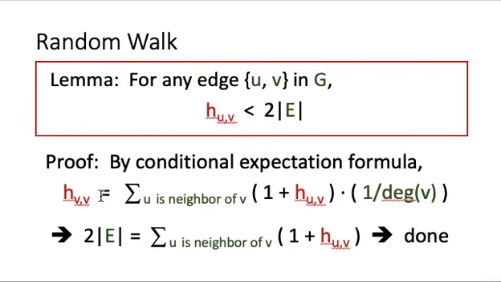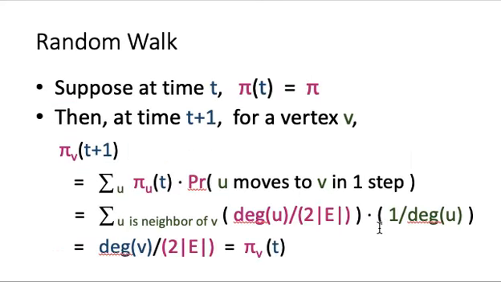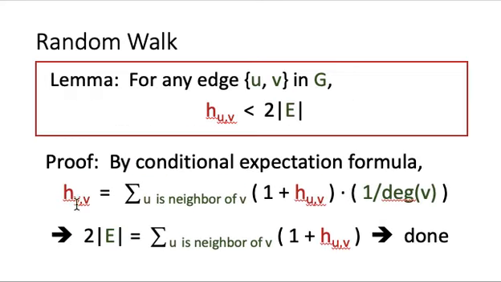Together with the previous result, HVV is equal to 2E divided by degree of V. So we can plug in 2E divided by degree of V as equal to this summation. The degree of V on both sides can be cancelled, so we get 2E is equal to the summation of all these terms. If we sum everything up, it is equal to 2E. And if we look at a particular term here, it has to be less than 2E. So in other words, we have proven the lemma.